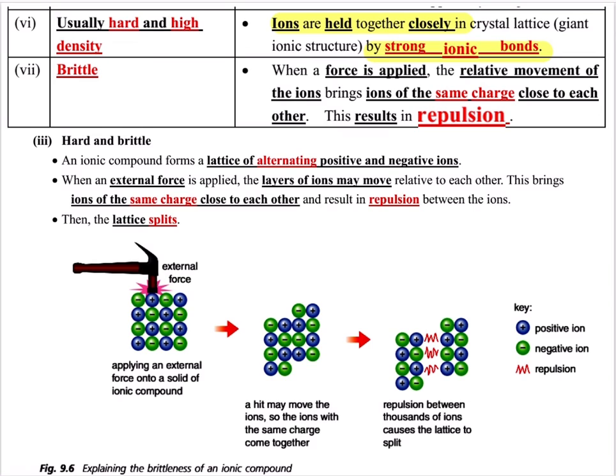So it is hard. And then brittle. But why is it brittle? Brittle means it shatters when struck. Think about salt: if I hit it, it becomes powder. So we need to pay attention to this diagram in order to explain why it is brittle. Because for ionic compounds, they are packed like this, negative, positive, negative, positive.